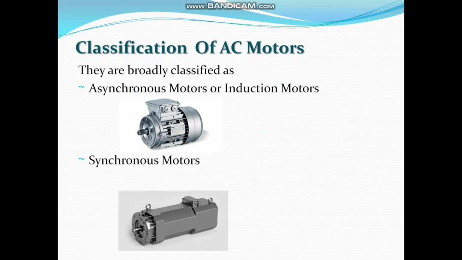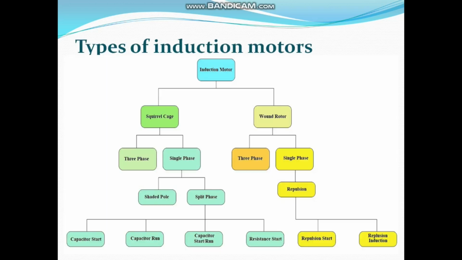The classification of AC motors are generally of two types, asynchronous and synchronous motors. Further, these induction motors are classified under two heads, squirrel cage and wound rotor. Under the wound rotor, we have three-phase and single-phase wound rotor motors. The single-phase has further division into repulsion and repulsion induction motors.